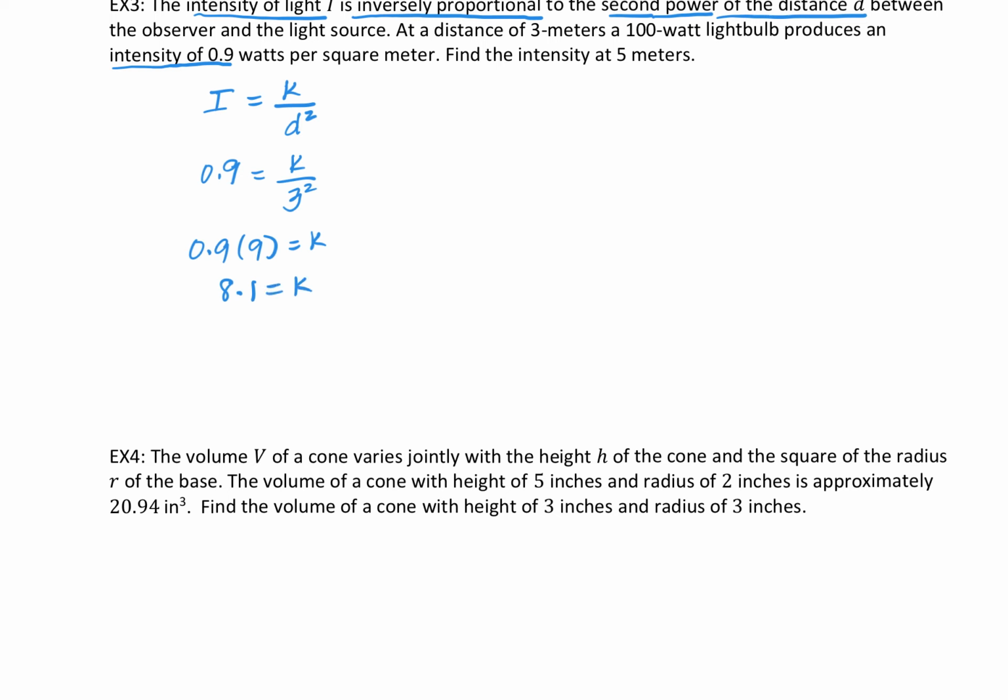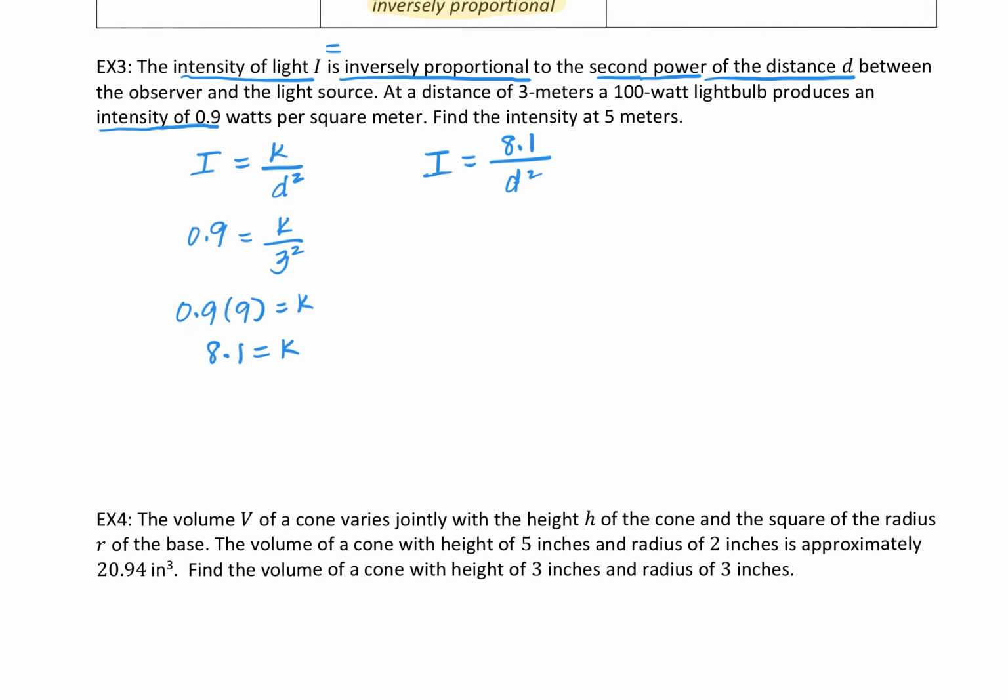Once we have our k value, we can rewrite our formula as I equal to 8.1 over d squared. That's constant and it will never change, no matter the distance that we are from our light source. Once we've solved for k, we can answer the question given to us, which is to find the intensity at 5 meters. So we're finding I at 5 meters. So 5 is d, but we're squaring that.